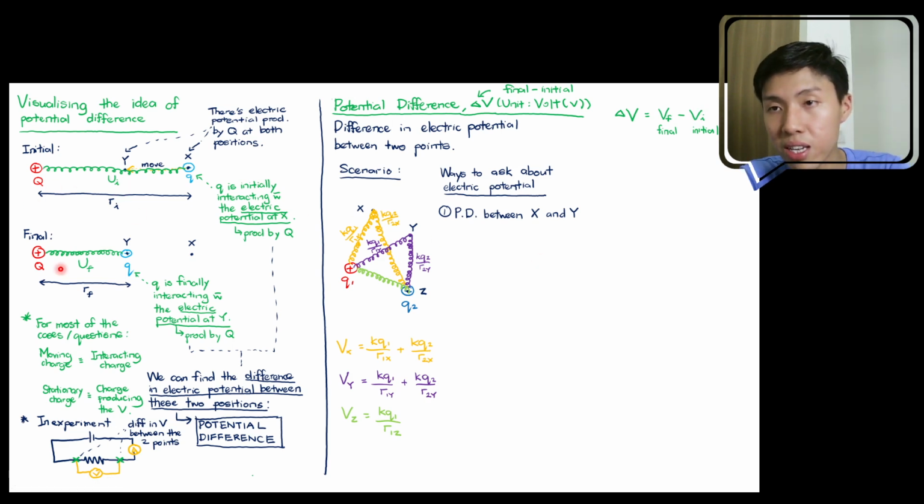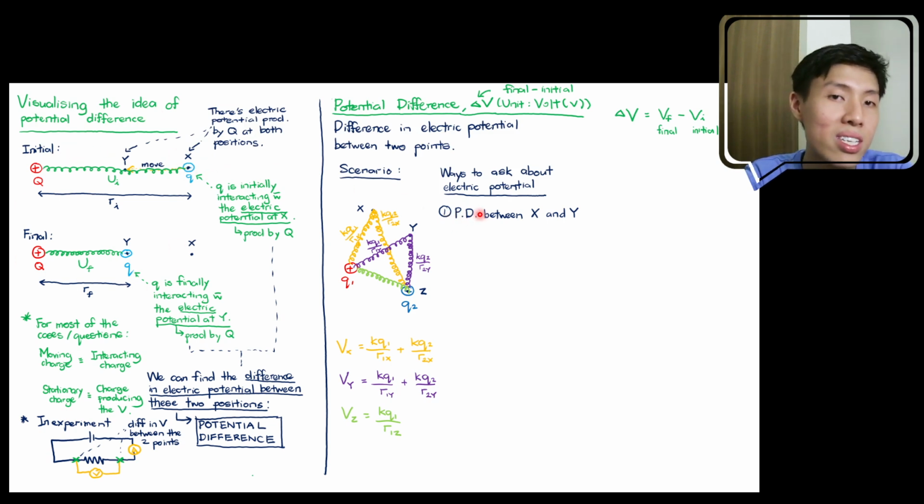If you look back at the case over here, we are moving from x to y, right? So the final electric potential will be the potential at y. The initial electric potential will be the potential at x. It's quite clear cut if you look at the situation. But if the question just asks what is the electric potential between x and y, the word between here doesn't carry any form of direction.